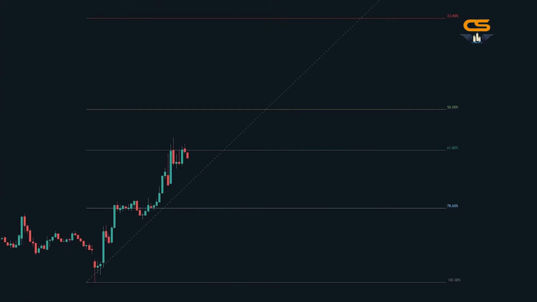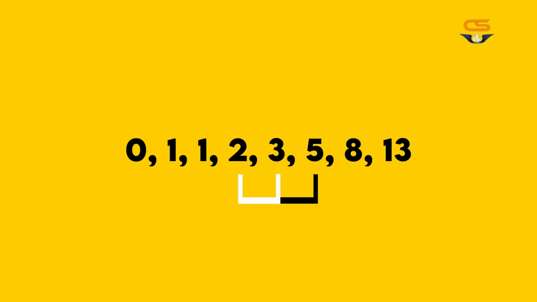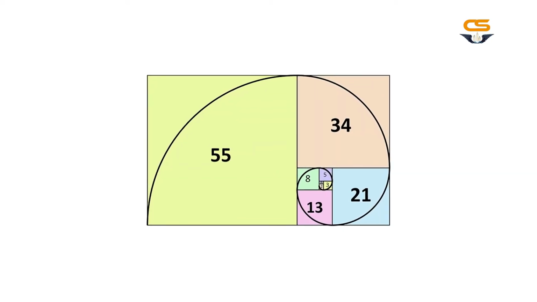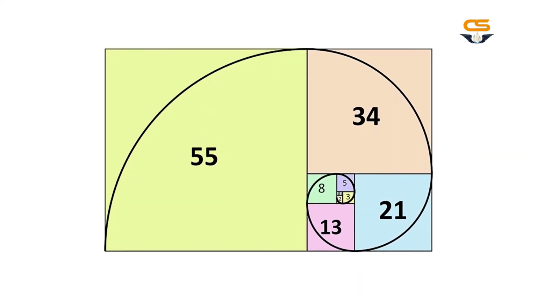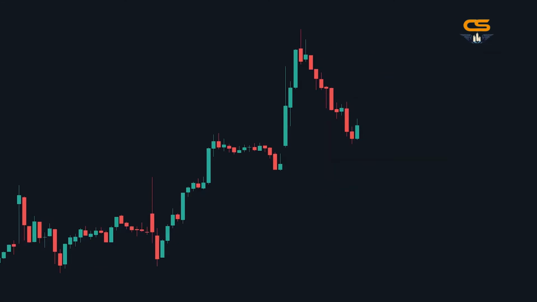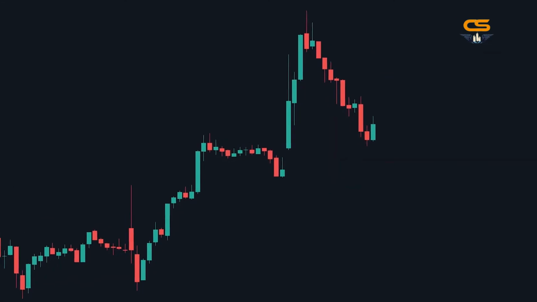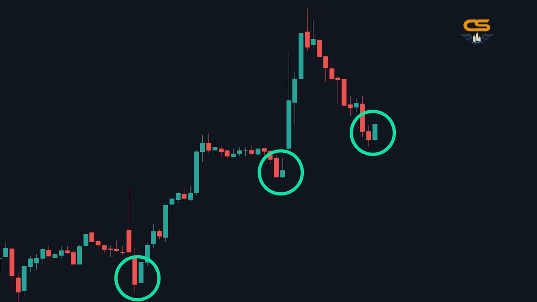The Fibonacci sequence starts like this. Each number is the sum of the two numbers before that. It's a simple pattern, but it appears to be a kind of built-in numbering system in nature. And it's one of the reasons why charts look like this, creating higher highs and higher lows.